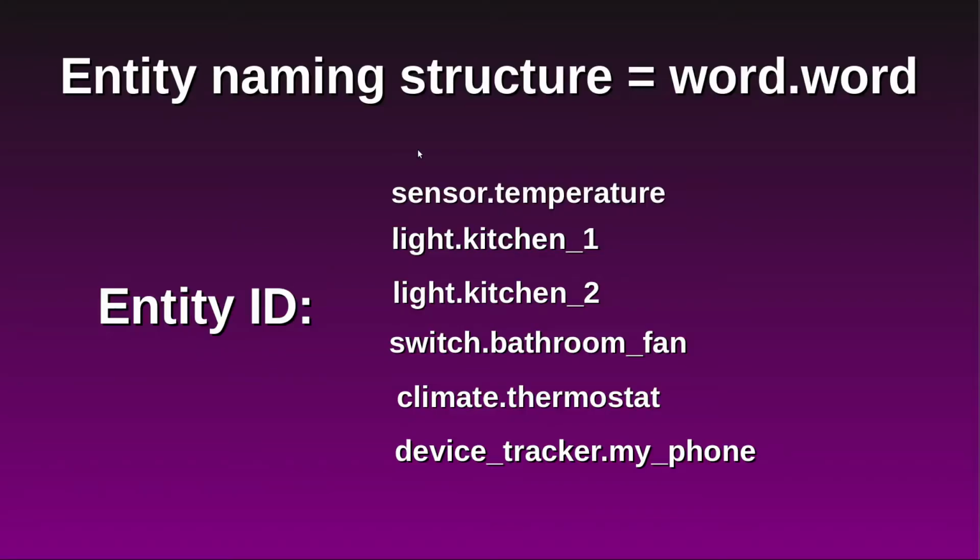An entity has a formal naming structure called an entity ID. It is always in the form word.word. The first part of an entity ID is the domain, and the available domains are limited. The second part of an ID is the object. Entity IDs are always lowercase and never have spaces.